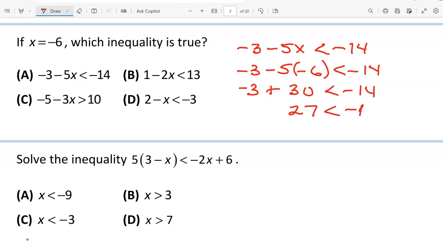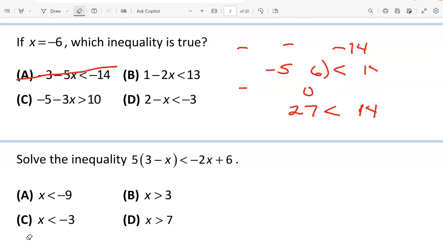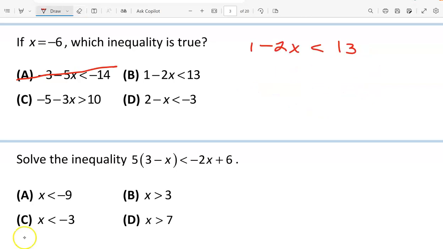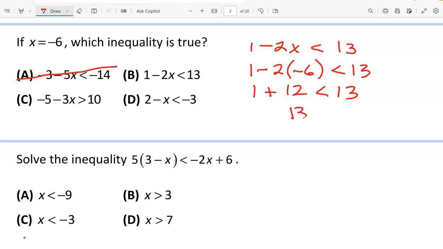Is 27 less than -14? That is not a true statement, so we can get rid of that one. Now let's take a different inequality. In choice B, we have 1 minus 2 times x is less than 13. So 1 minus 2 times -6 is less than 13. -2 times -6 is positive 12, so 1 plus 12 is less than 13. 13 is less than 13. That's not true. 13 is equal to 13.